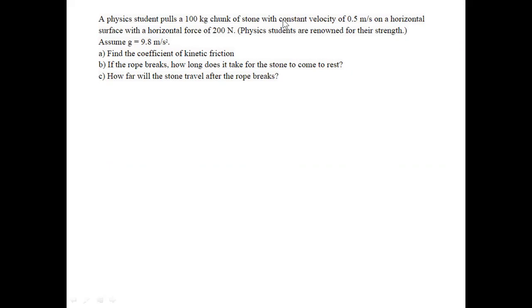And take note, we encounter constant velocity. The summation of forces is equal to mass times acceleration, but since we are dealing with constant velocity, the summation of forces would be equal to zero. If the rope breaks, how long does it take for the stone to come to rest? This is for letter B. And for letter A, we're going to solve for the coefficient of kinetic friction. And for letter C, how far will the stone travel after the rope breaks?